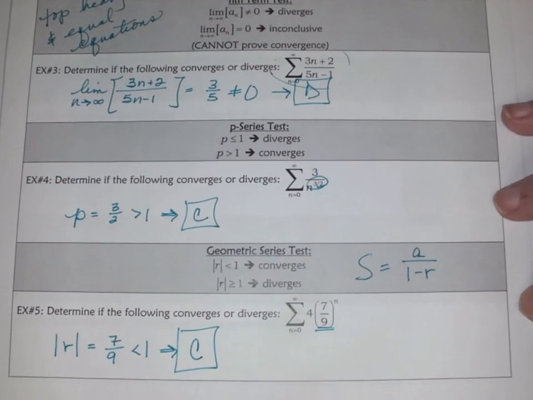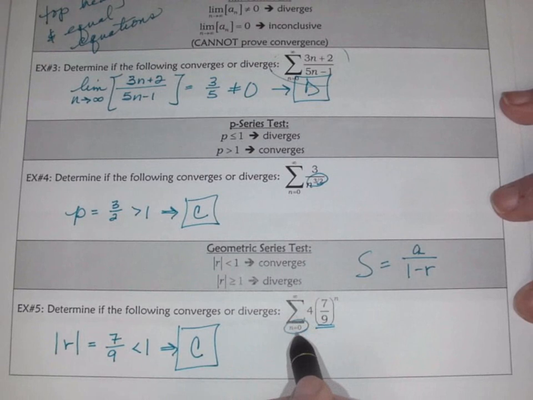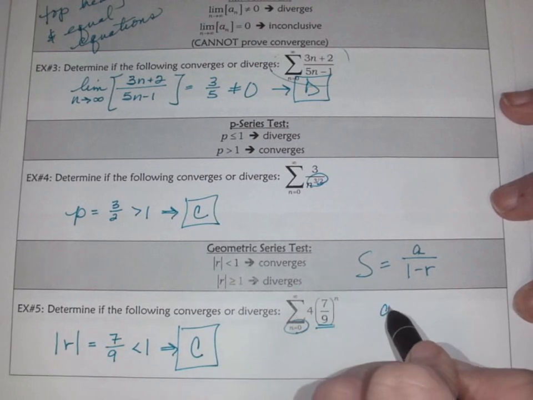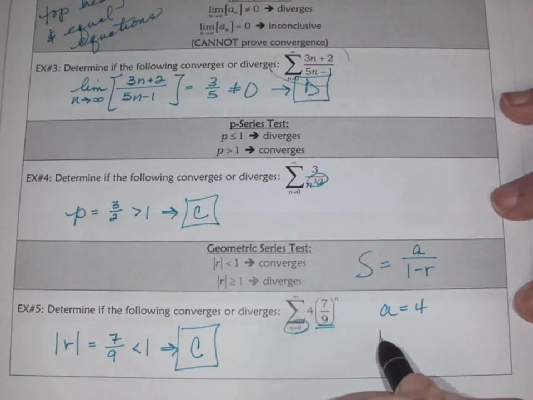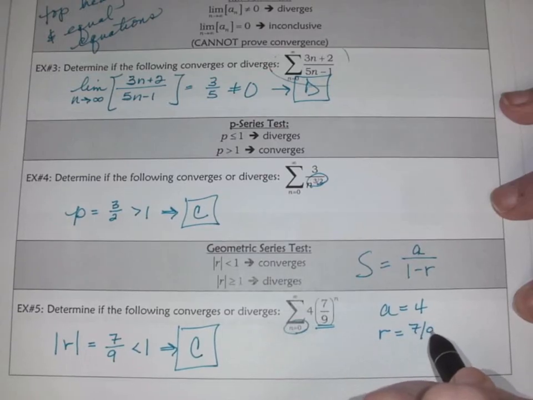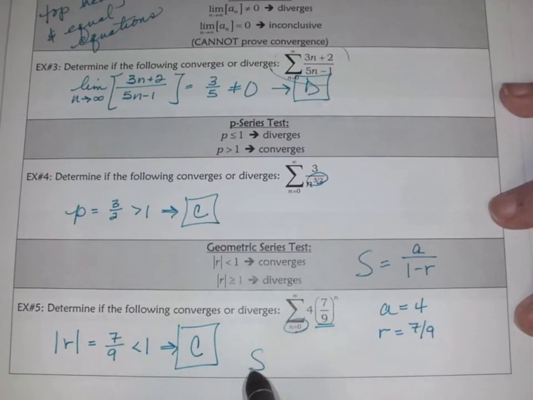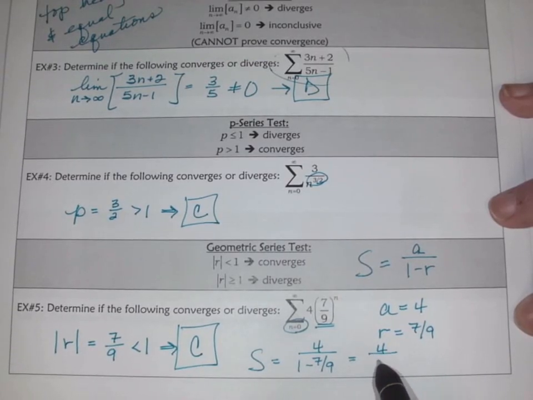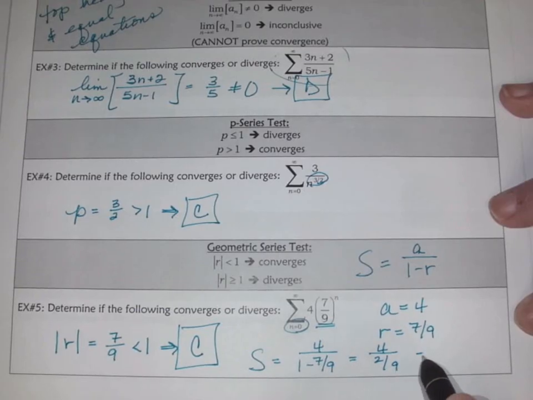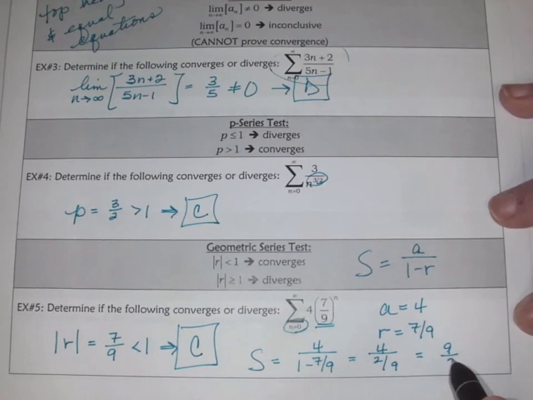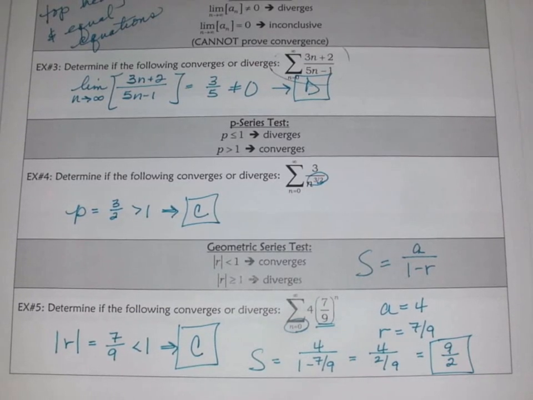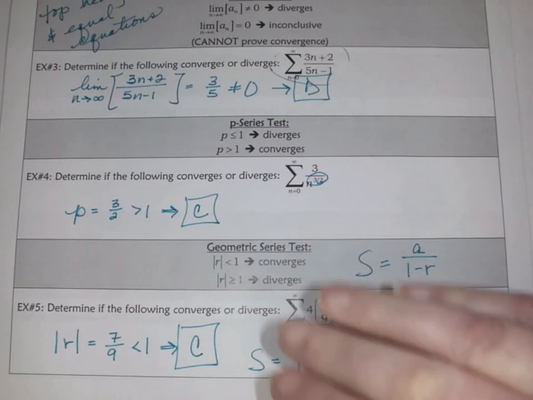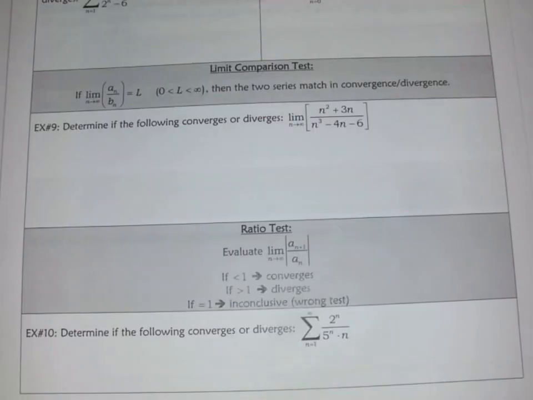Now the geometric is the one that we could actually find the sum by doing a over 1 minus r. So if we start with n equals 0 and I plug it in, then a is going to be 4 and r we've already said is 7/9. So my sum is going to be 4 over 1 minus 7/9, which is 4 over 2/9, which would be 9 over 2. So that would be the sum of all of our numbers. That's the only one that we can actually find the sum on. The others we have to just approximate.